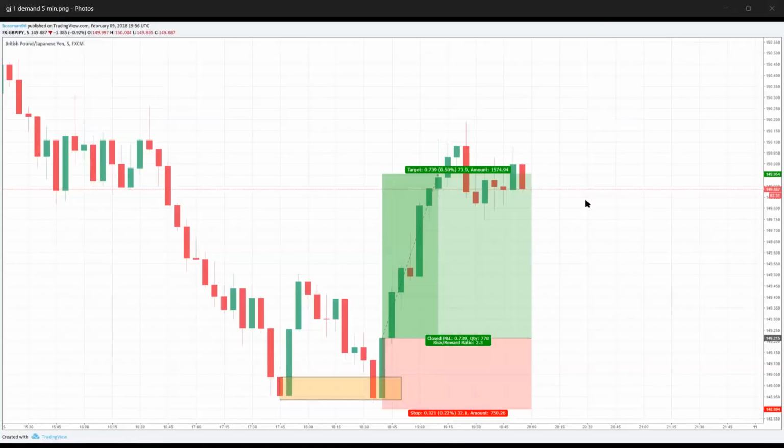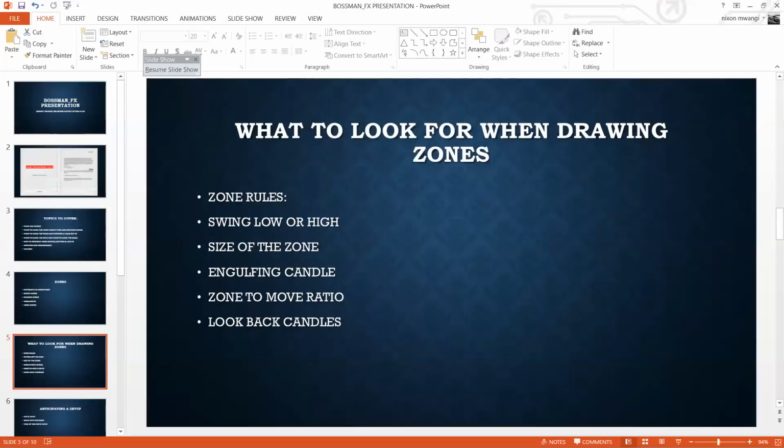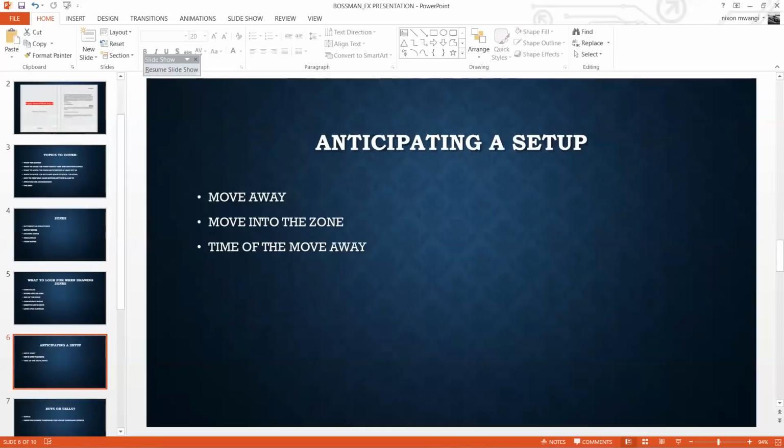So back to the slide. Here we go. So now we go to the next: anticipating. This is basically the same thing that I was talking about with the move away and the move back to the zone. So move away. Now we'll come into move into the zone. Now, before we get to move into the zone, let's talk about time of the move away.